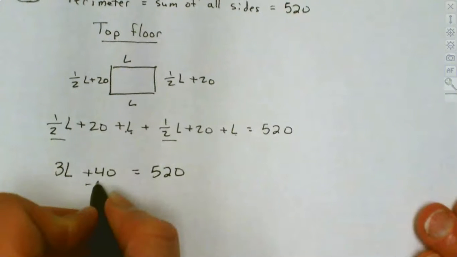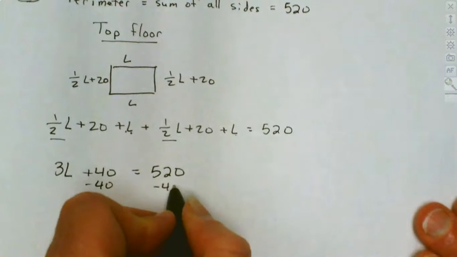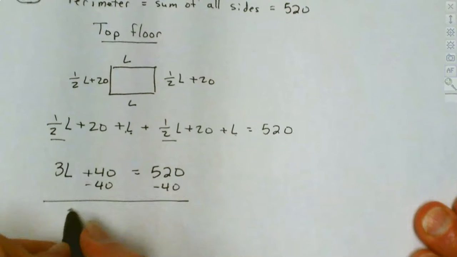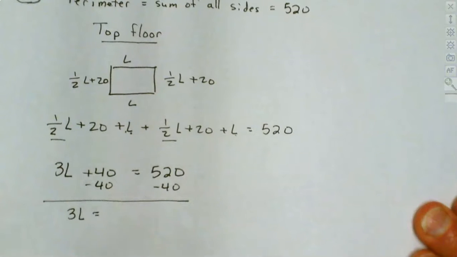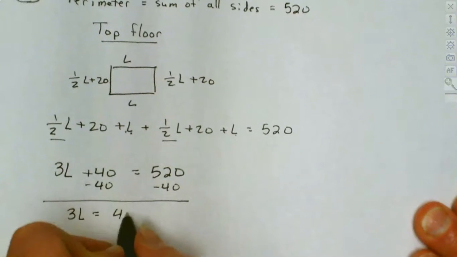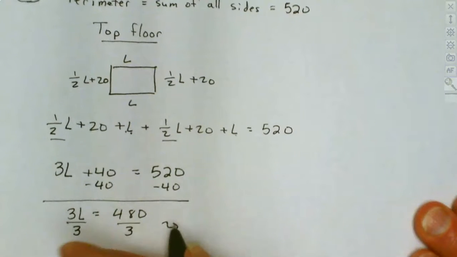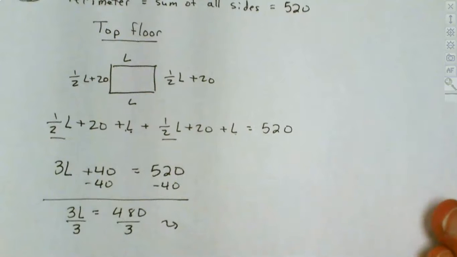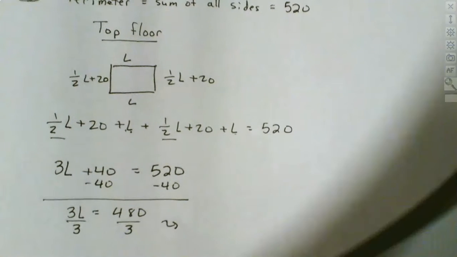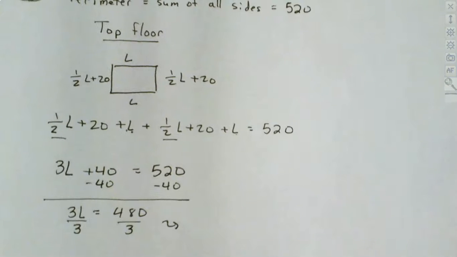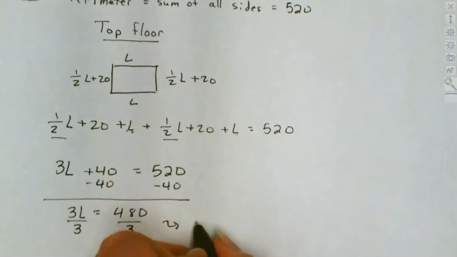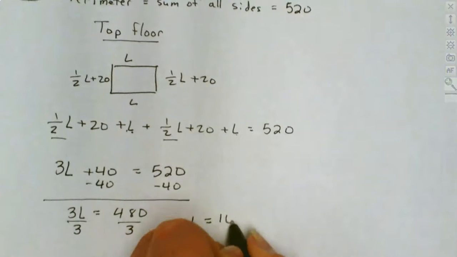So then we simply move that 40 over with subtraction, and that leaves us with 3L equals 480. We'll divide by our 3, and that gives us L equals, now what? We divide 480 by 3. We end up with L equaling 160.